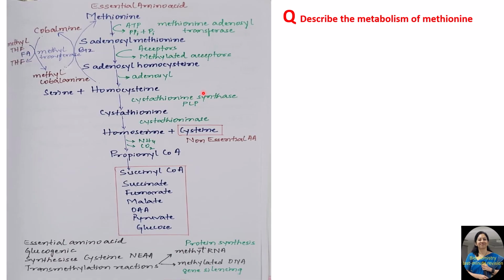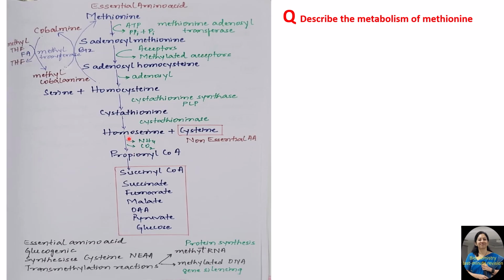Now there is a difference between synthase and synthetase. Synthases are those enzymes that do not require ATP to drive the reaction forward, whereas synthetases require hydrolysis of ATP to drive the reaction forward. So in the next step, cystathionine gets converted to homocysteine by the cystathioninase enzyme. Along with homocysteine, cysteine is also formed. This is how cysteine, a non-essential amino acid, is synthesized from methionine.